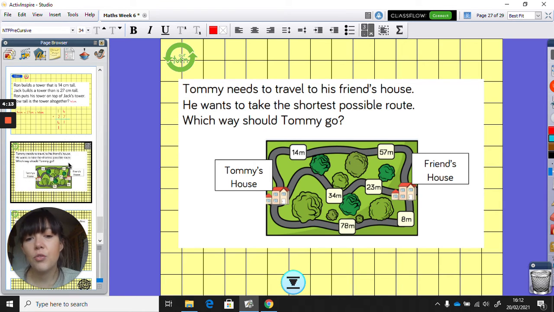Tommy needs to travel to his friend's house. He wants to take the shortest possible route. Which way should Tommy go?